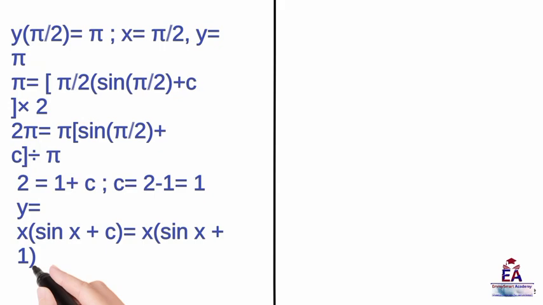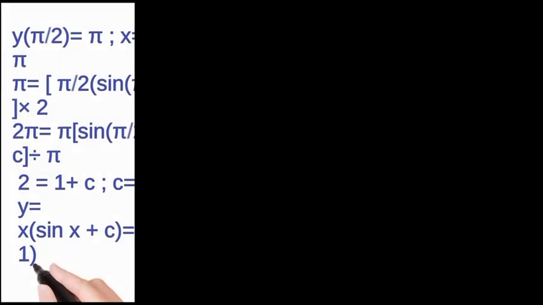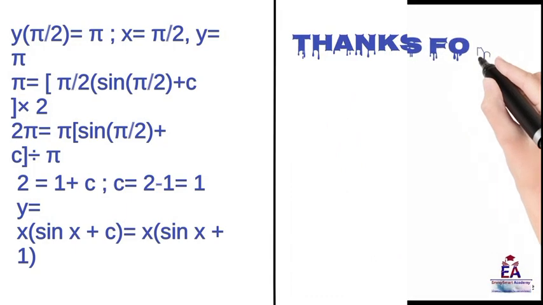So when y of pi over 2 is equal to pi, that means x is equal to pi over 2, and then y is equal to pi. So pi equals pi over 2 bracket sine pi over 2 plus c. Then if I multiply by 2, I have 2 pi equal to pi bracket sine pi over 2 plus c. I'll divide by pi, then I'm going to have 2 equal to 1 plus c, then c will be equal to 2 minus 1, which is 1. So my y now will be equal to x bracket sine x plus c as the general solution, and then the particular solution will be x sine x plus 1.